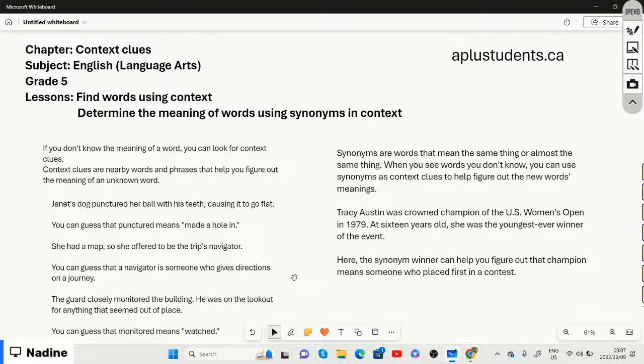So, once again, if you don't know the meaning of a specific word, you can always look for context clues. It's like looking for context within a sentence. And context clues are nearby words and phrases that help you to figure out the meaning of that unknown word, the word that you do not know the meaning of.